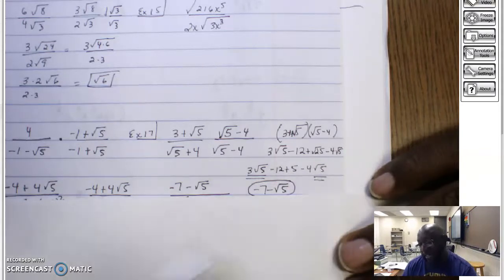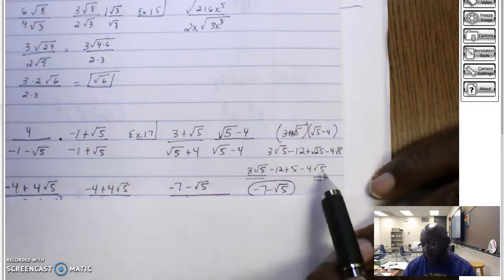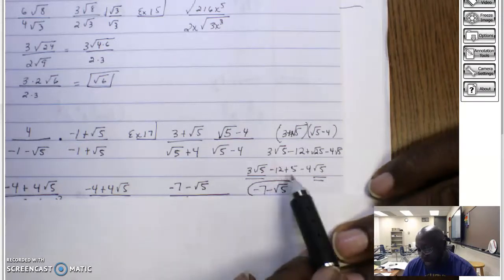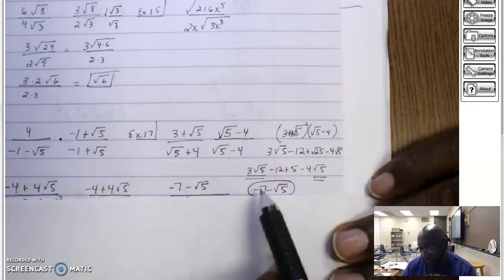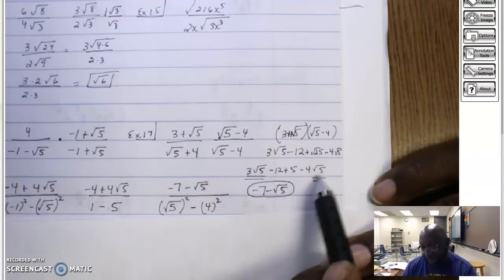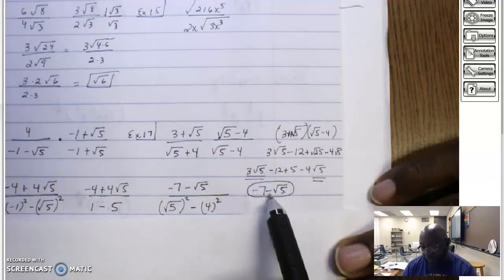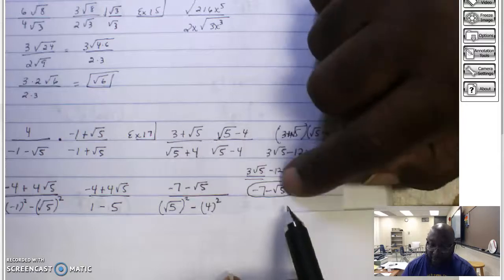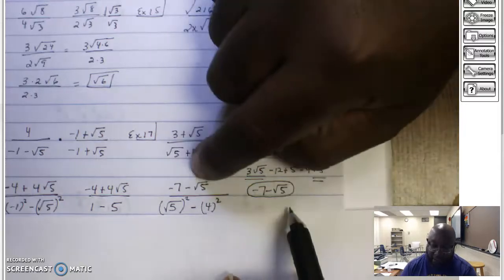This thing and this thing are like terms because they have the same radicand with the same index. So what I did was I combined the numbers first, which is -12 plus 5, and got -7. And then this thing and this thing combined was 3 minus 4, which is -1. And again, we don't put ones there. And it gives me negative square root of 5. So I just transported this back over here to my numerator.